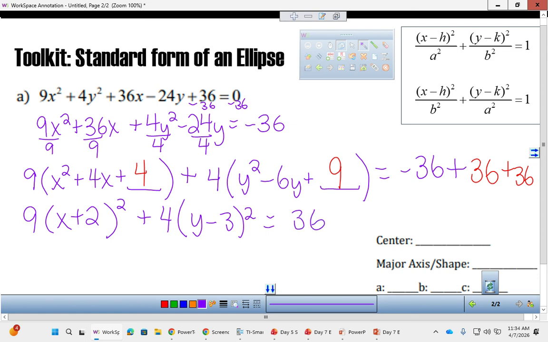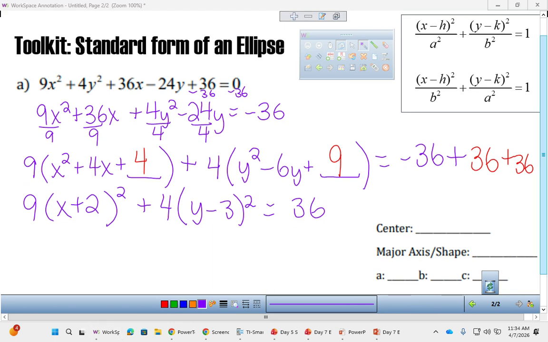Now if this were a circle, we'd be done, but it's not, it's an ellipse. And for an ellipse, the right-hand side of the equation equals 1, and the left-hand side has fractions. So can anybody think of a way that I could make this equal 1 while making this side a fraction? Divide by 36. So if I do this, 36 divided by 36 is 1.